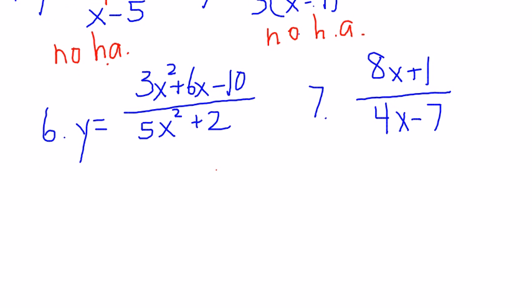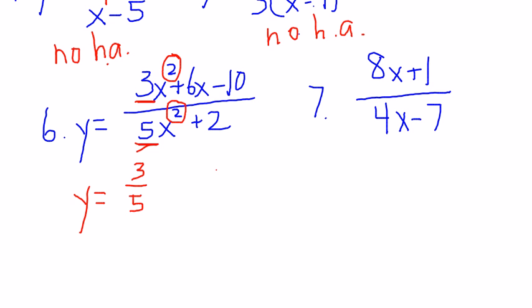6 and 7. On 6, the degree of the numerator is 2. The degree of the denominator is also 2. So the horizontal asymptote is the ratio of the coefficients. So here's one coefficient, here's the other coefficient. So the horizontal asymptote is the ratio.